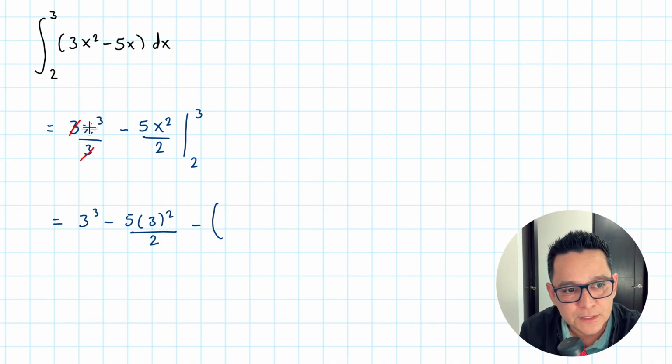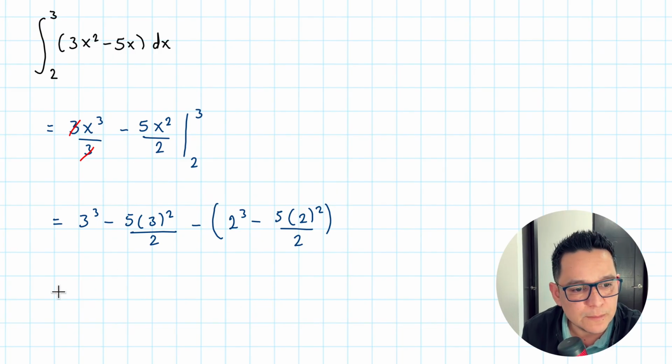So now we have x cubed evaluated at 2, which means it would be 2 cubed minus 5 times x squared, but x right now is 2, and over 2. That's it. That's how it would look, right? All right. Let's continue with the calculations.